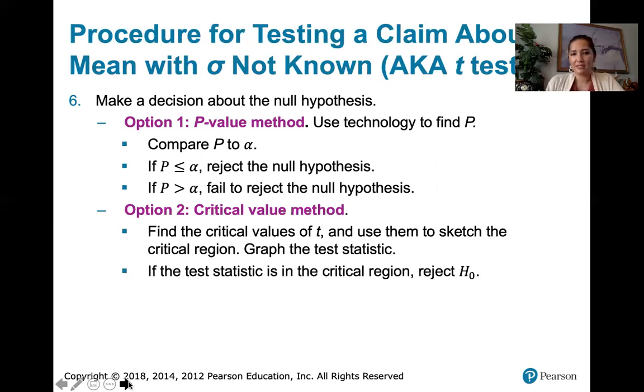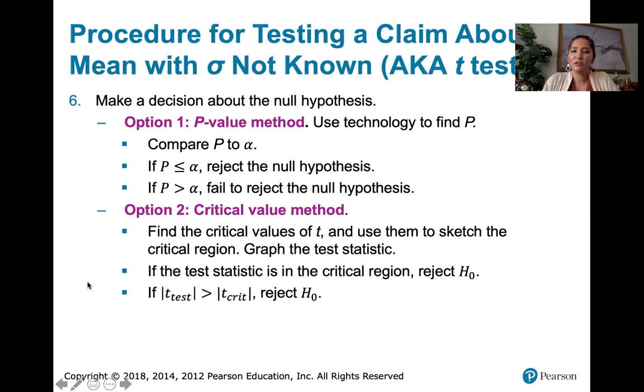If the test statistic is in the critical region, then that test statistic is significantly high or significantly low. So we're going to reject the null. Or in other words, if the absolute value of the test statistic is greater than the absolute value of the critical value of t, that means that test statistic is farther out in the tails, which means it's in the critical region. We'll reject the null.